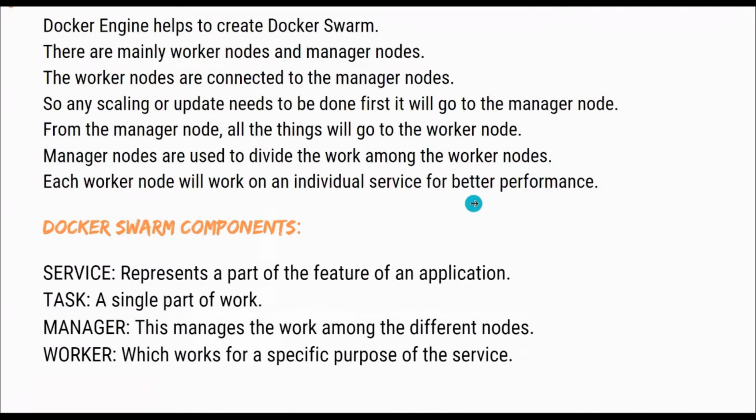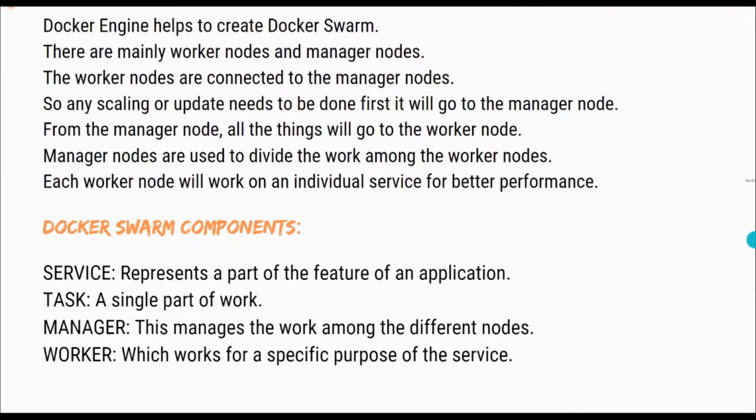In order to create Docker Swarm, what do we need, guys? Docker Engine. Without Docker Engine, you are not able to create Docker Swarm. How many components do we have in this Docker Swarm architecture? 4. One is the service, which is nothing but a feature of a particular application. A task is nothing but a small piece of work. The manager node is used to divide the work among worker nodes, and the worker node is used to implement the service.